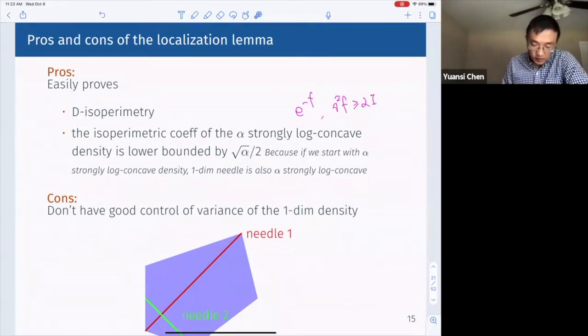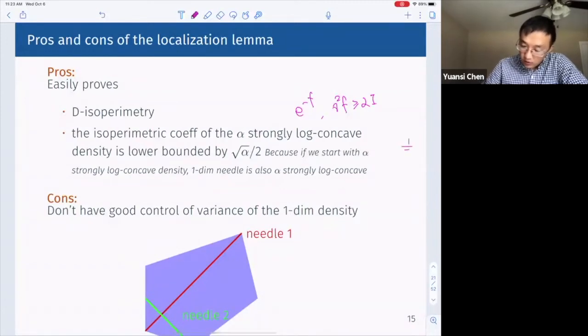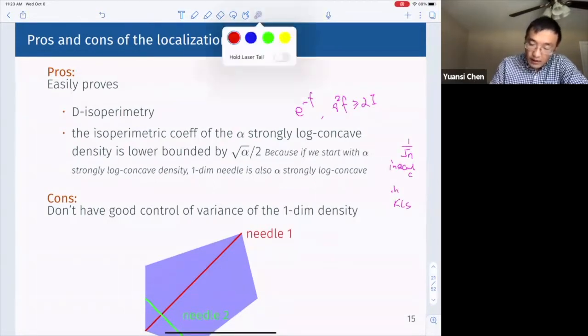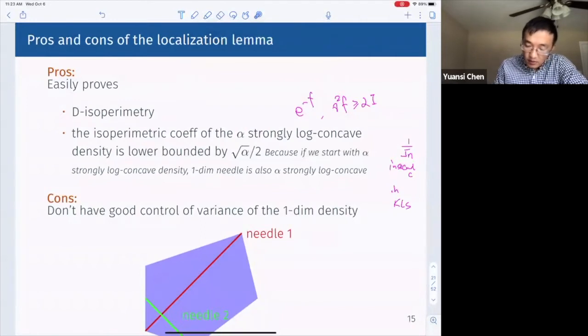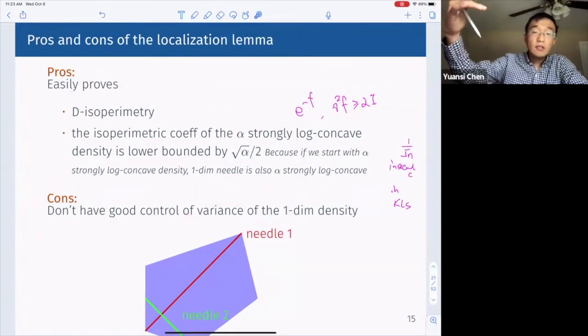But there's a problem trying to apply this localization lemma to the KLS conjecture. We only get a 1 over square root of n kind of bound, instead of a constant for the KLS conjecture. This is because the normalization in the KLS conjecture is not about this alpha strongly log-concave diameter. The normalization we want is the variance of the high-dimensional density.